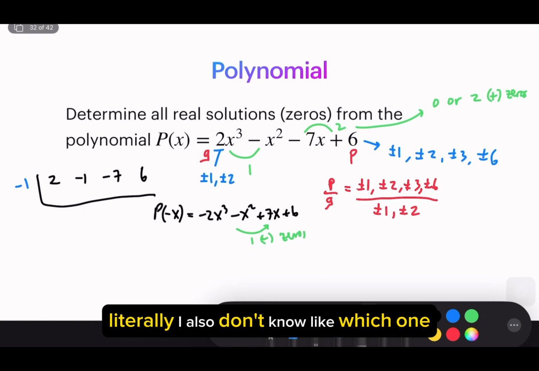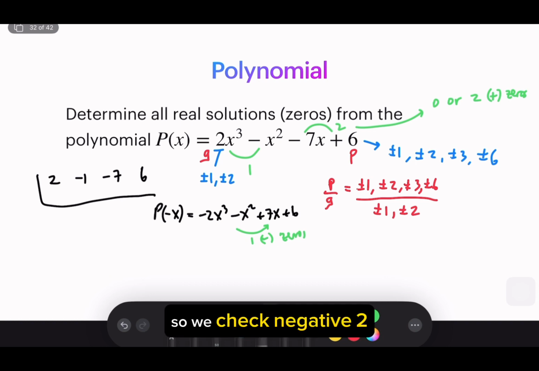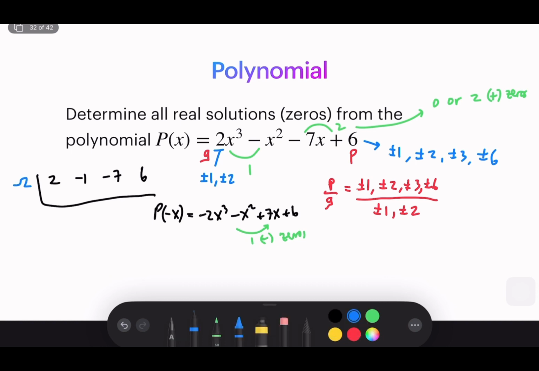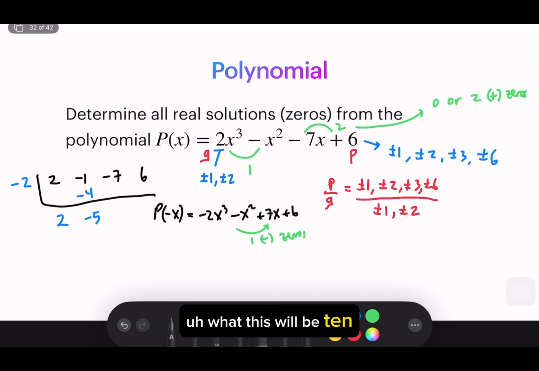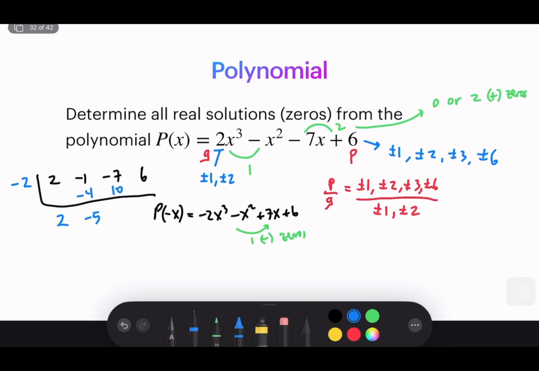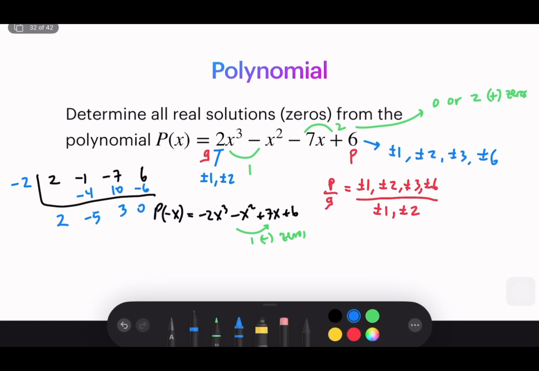Literally, I also don't know which one, so I just check one by one. So we check negative 2. So 2, negative 4, negative 5. What will this be? 10. 10 minus 7 is 3. Oh, we get it. Since we only have 1 negative zero and we already have the answer, we don't have to do the other numbers, right?